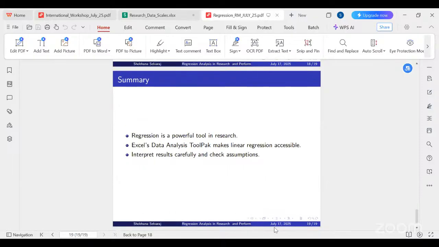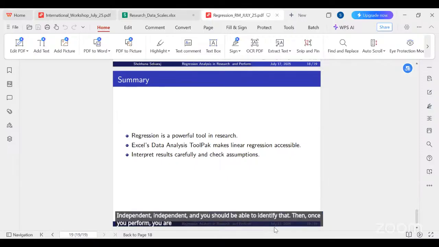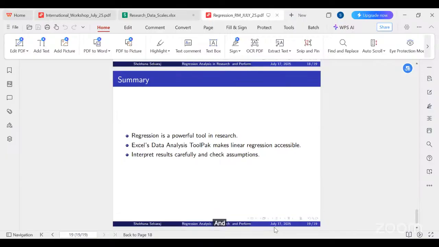To summarize this topic, theoretically, what you need to know to start with the practical is to identify the variables. That is, you should know there are two types of variables, independent and dependent, and be able to identify them. Then, once you perform the regression, you should be able to identify the coefficients and interpret the output. In this way, regression is a powerful tool in research when it comes to prediction.